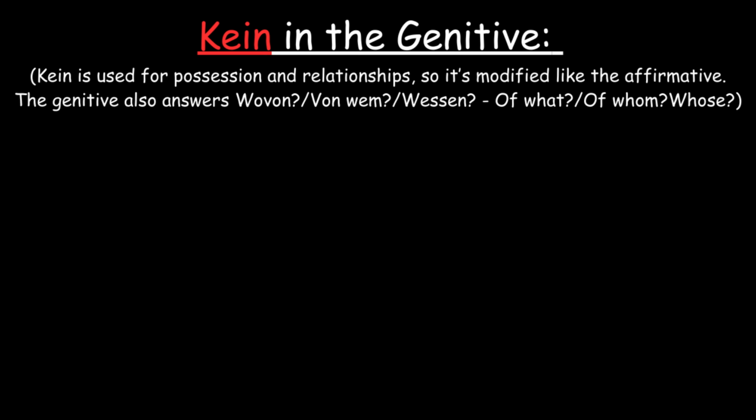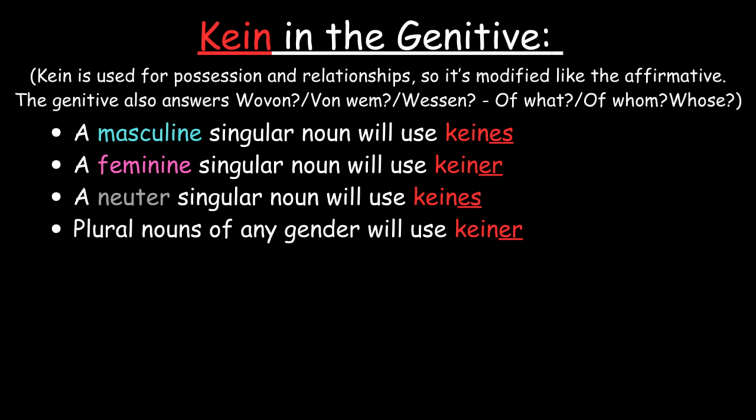In the genitive, we use kein for possession and relationships between objects. So kein is modified like the affirmative. The genitive also answers wovon, von wem, wessen, and its negation in every gender and number looks like this. A masculine noun will use keines. A feminine noun will use keiner. A neuter noun will use keines, and plural nouns will use keiner.